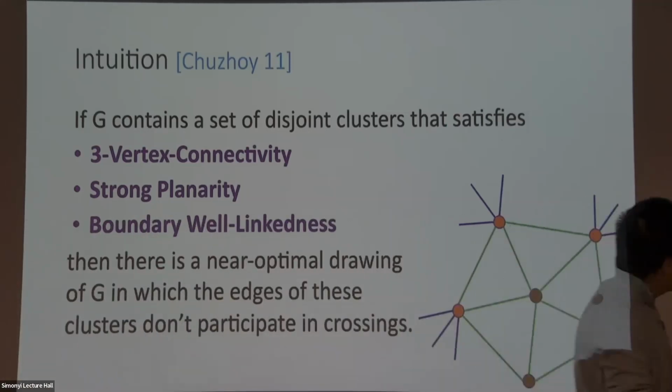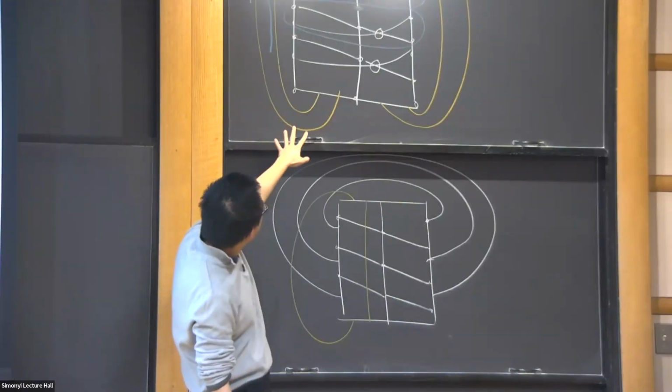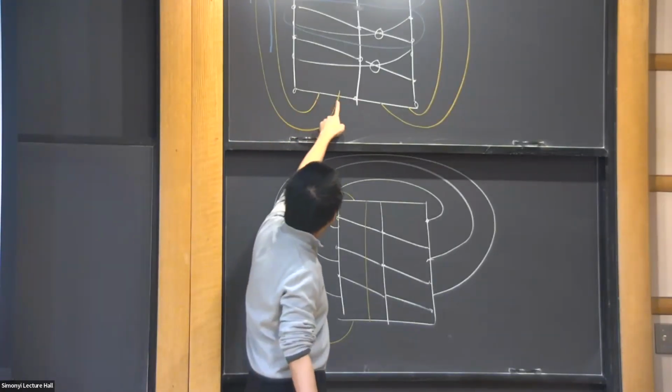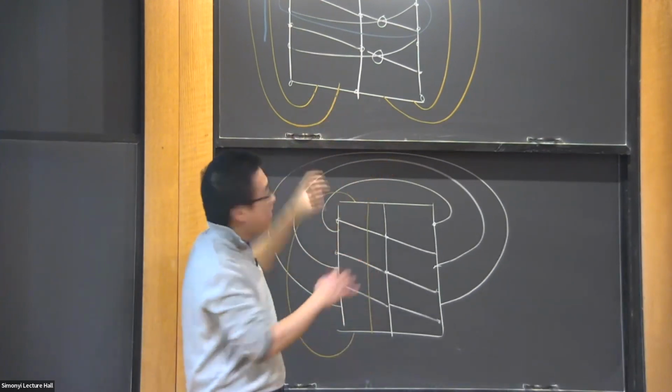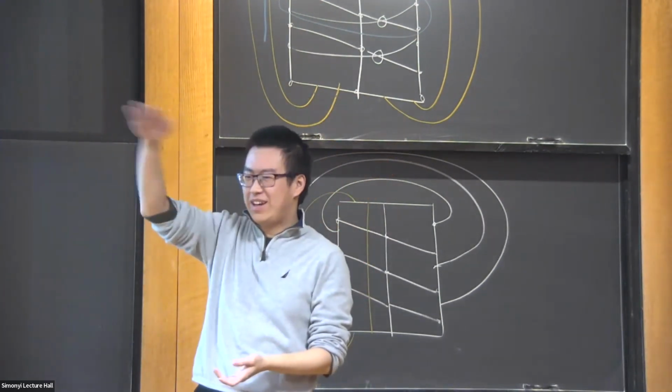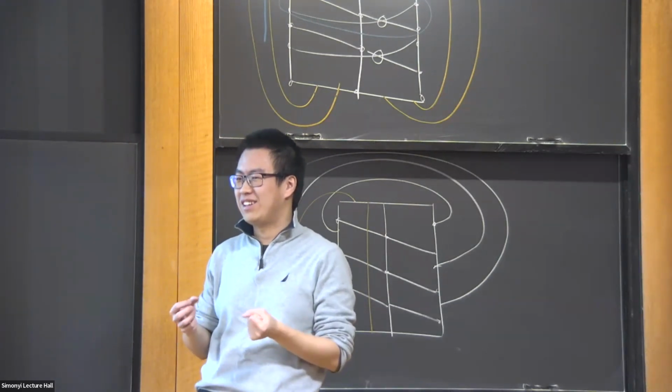So let's look at an example here. In this graph, the boundary vertices are all these orange ones, the endpoints of the orange edges. Half of them lie on the top part, half of them lie on the bottom part, and they're not well connected together.